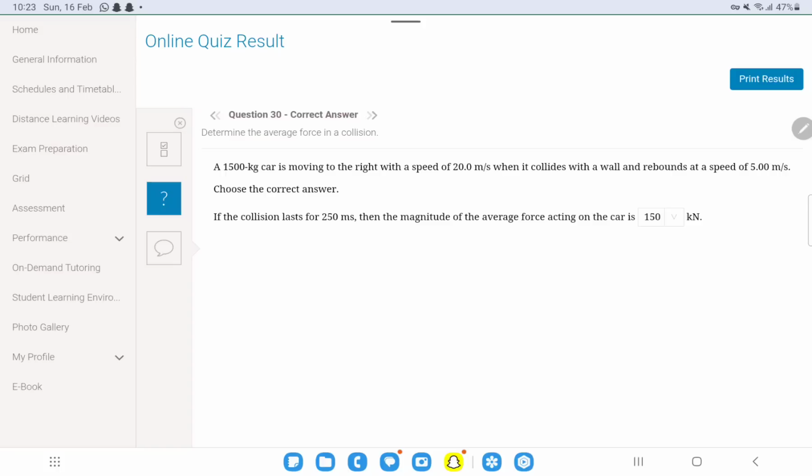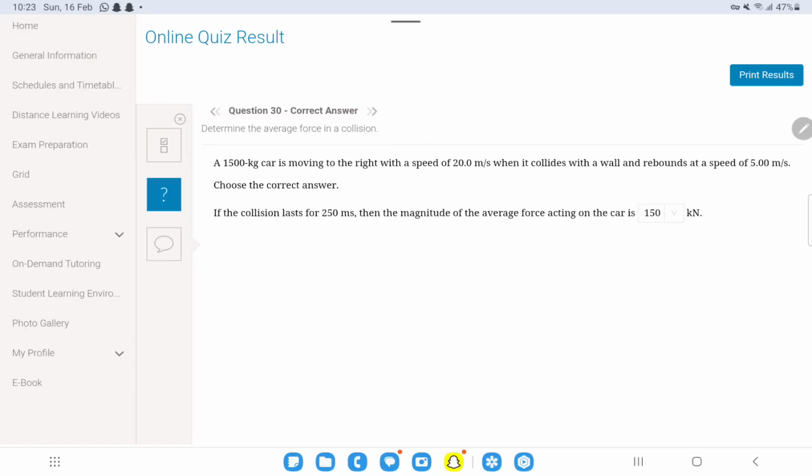A 1500 kilogram car is moving to the right with a speed of 20 meters per second when it collides with the wall and rebounds with a speed of 5 meters per second. If the collision lasts for 250 milliseconds, then the magnitude of the average force on the car is blank kilonewtons. They want here the answer in kilonewtons, so at the end we're going to divide by 1000.